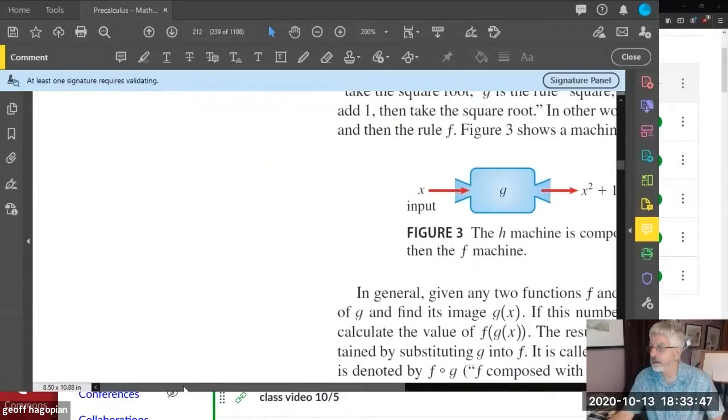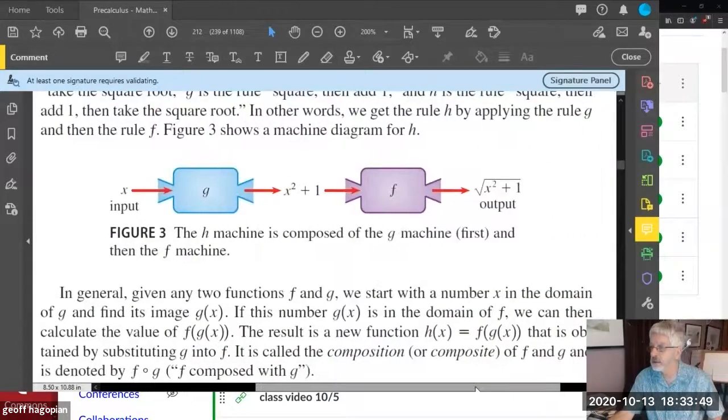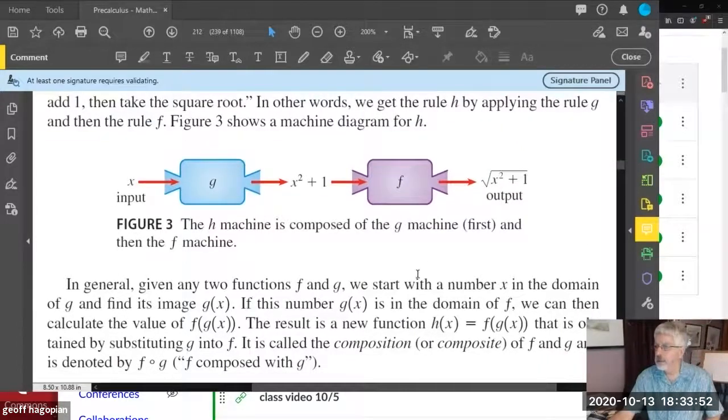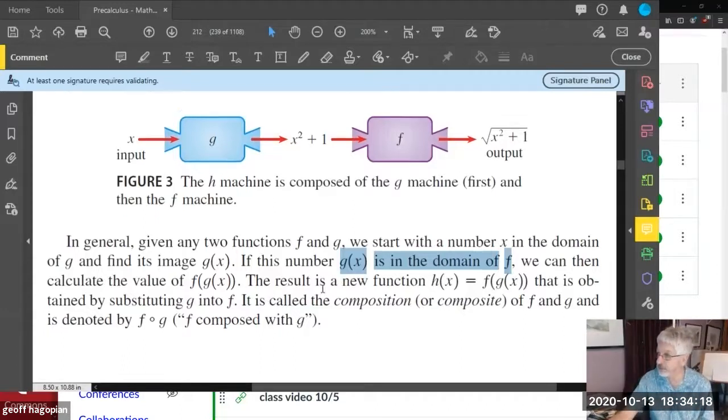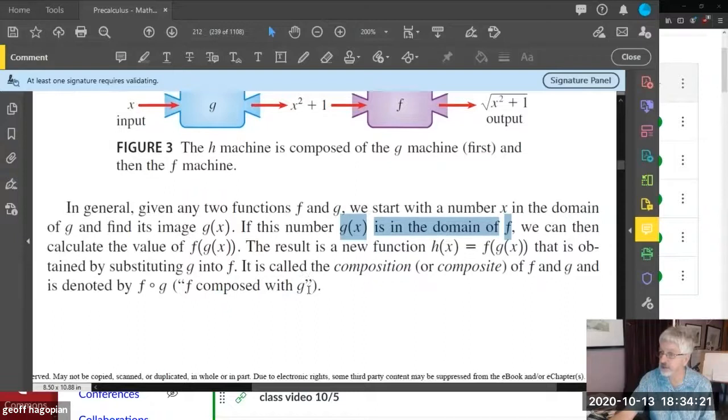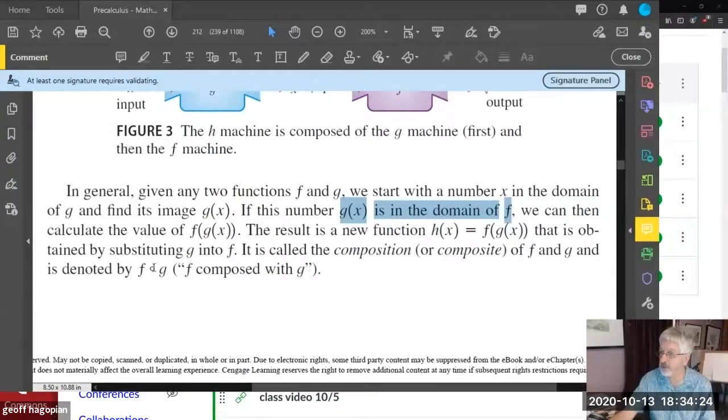So let's see, what are we doing here? In general, given any two functions, f and g, we start with the number x in the domain of g and find its image, that is its output, g of x. And if this number g of x is in the domain of f, then we can calculate f of g of x. But that's two requirements. One is that x is in the domain of g, and that g of x, the output of g, is in the domain of f. Then you get a value, which is f of g of x. F composed with g. I think of that as an O, right? Of.